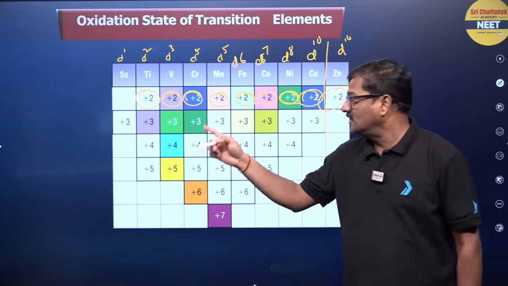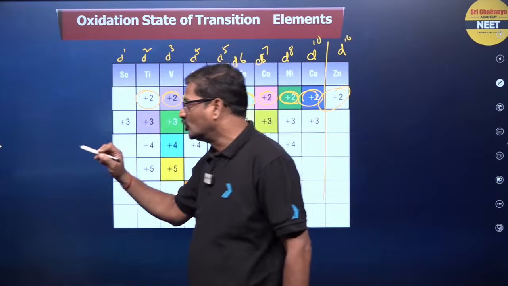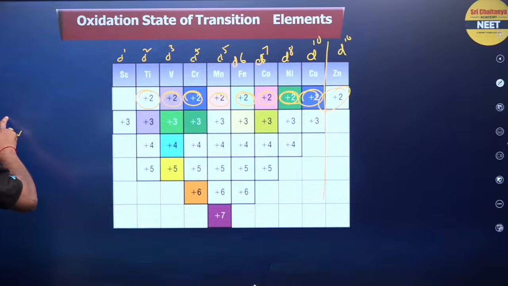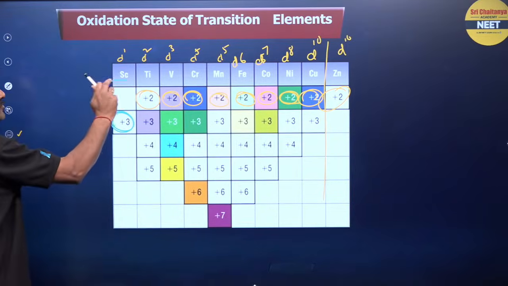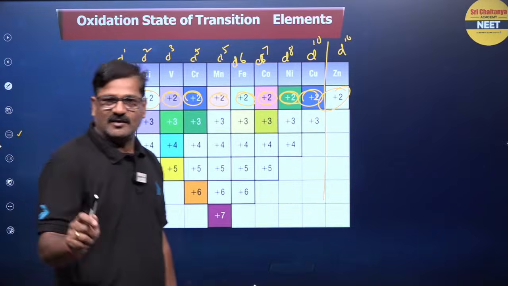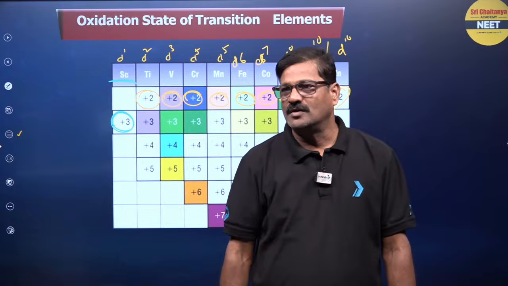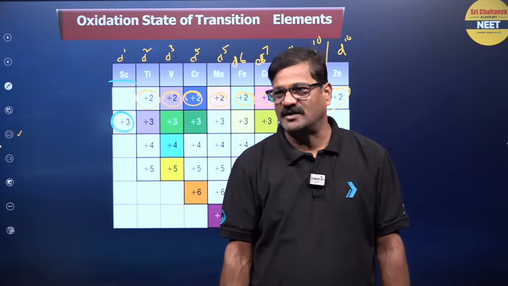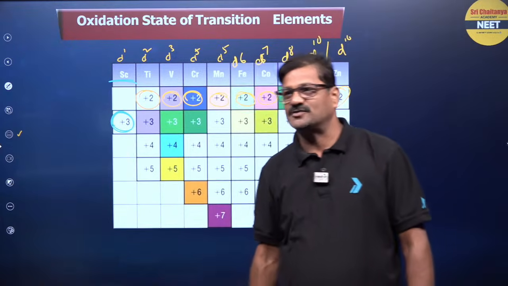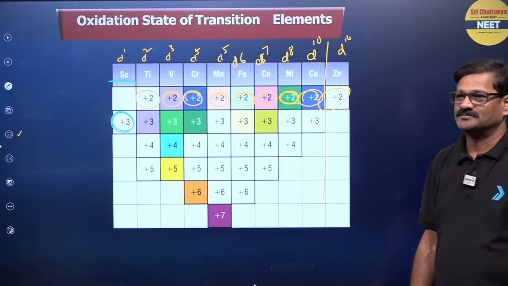But here you can see scandium is the only transition metal that does not show variable oxidation state. That is very important. Of course, scandium is a transition metal, but it does not show variable oxidation state because of the d1 configuration. Because of the d1 configuration. Are you understanding?